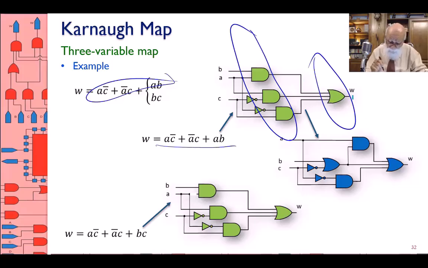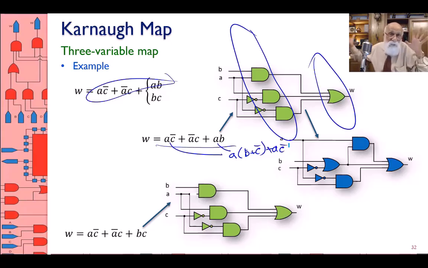I'm taking this function and I am factoring, let's see what I'm factoring here, A from the first one and the third one. So this becomes A, B or C bar, or with A, C bar. Why would I want to do that? Maybe there is a good reason. But anyway, this is not a two-level network, and you have to do Boolean algebra.